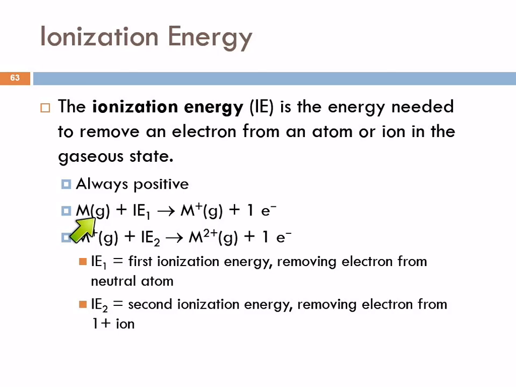So if we look at a metal, some metal in the gas state, if you put in the first ionization energy, you can pull one electron off. If you put another bunch of energy in on this metal ion, the second ionization energy is pulling off the second electron. And then there's a third and a fourth and a fifth. So the first ionization energy is removing an electron from a neutral atom. Second is removing it from a +1. Third would be removing it from a +2.